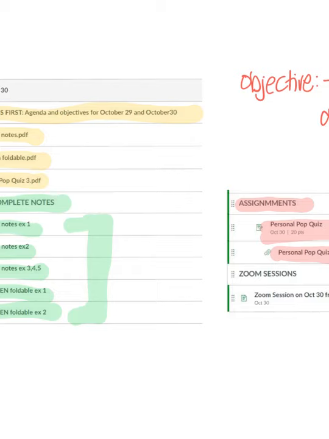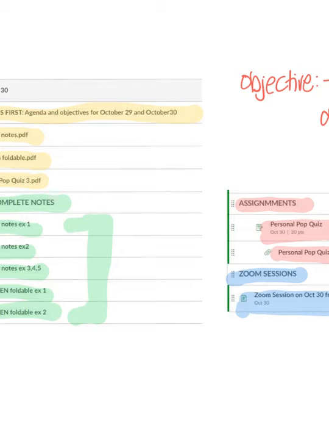Notice that we do have a Zoom session on the schedule for Friday, October 30th, 2 to 2:30 or 2 to when we need it. And that, like always, is optional. If you have a question, you've gone through the videos, you've watched the notes, you've done your personal pop quiz, and you've looked at your answers, and you're not really sure how something is working out, how we're getting those answers, then make sure that you're at that Zoom session and that you get your questions answered.